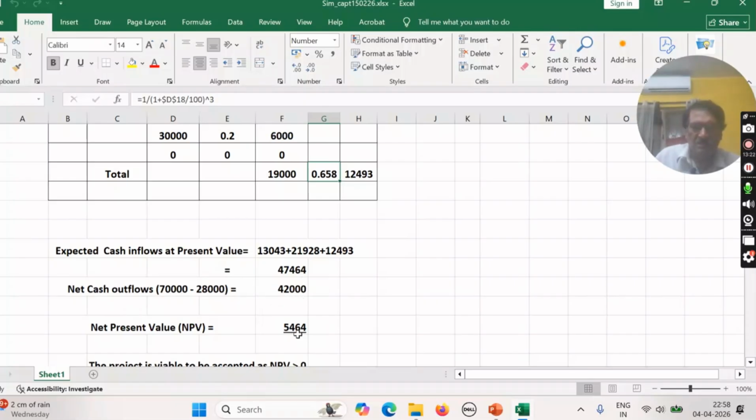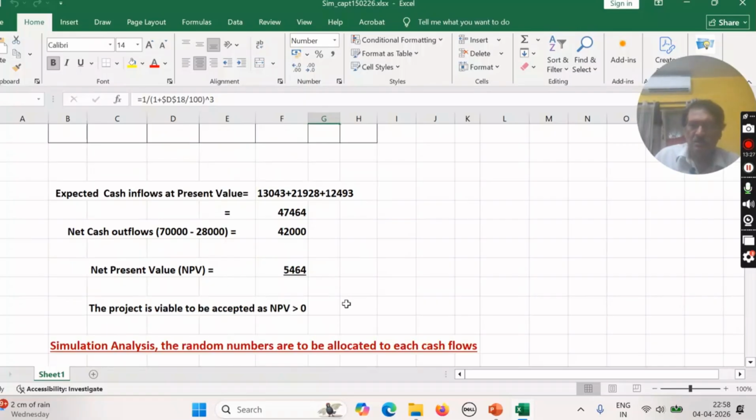And the difference is this: as the NPV, net present value, is positive, the project can be accepted. The project is viable to be accepted as NPV is greater than 0. This value is greater than 0.